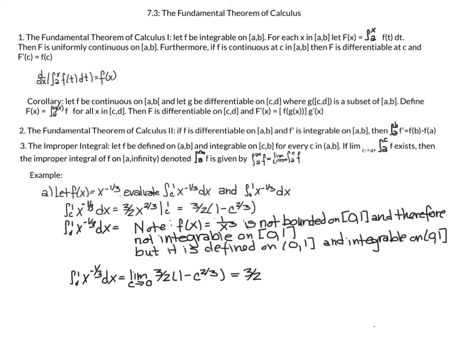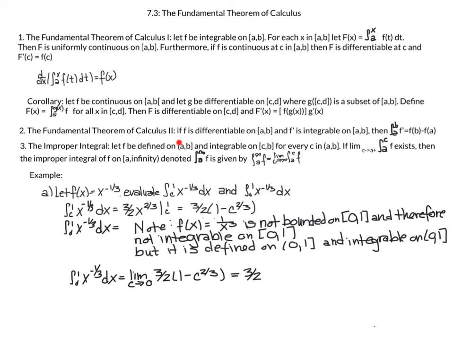The second integral, from 0 to 1 of x to the minus 1/3, we need to be a little more careful, because if you note, f of x is not bounded on the interval 0, 1 because of the 0. There's a problem there, and therefore it's not integrable on the interval 0, 1. And this is where we're going to start looking at the improper integral. Fortunately, it is defined on the half-open interval 0, 1, and integrable on the half interval. So these are exactly the conditions for the improper integral.